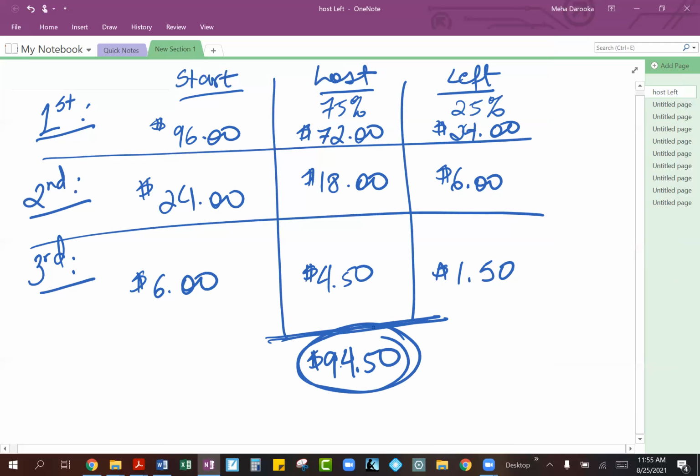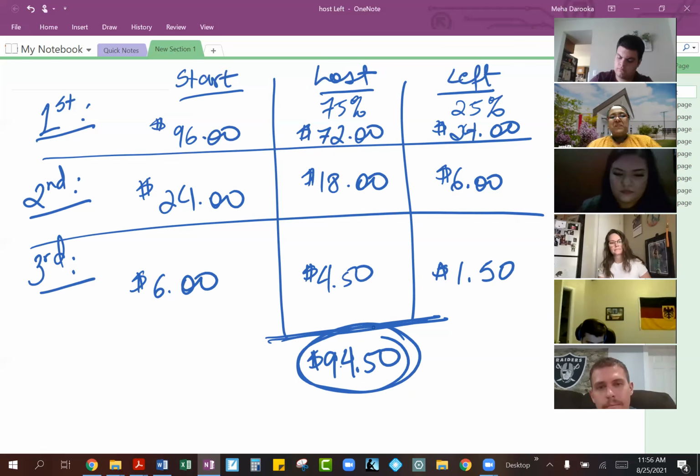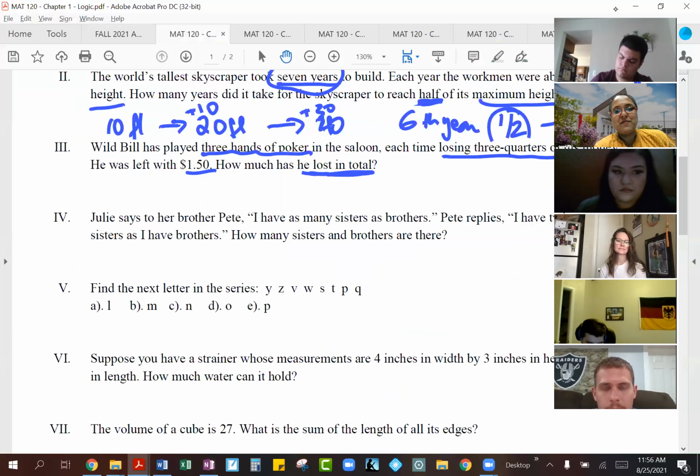Like I said, this one takes a little bit of calculation, just because you're having to work backwards and figure out what he started out with. And now you can see he probably should not be playing poker if he's starting out with $96 and leaving with $1.50, which would be the story of my life also.